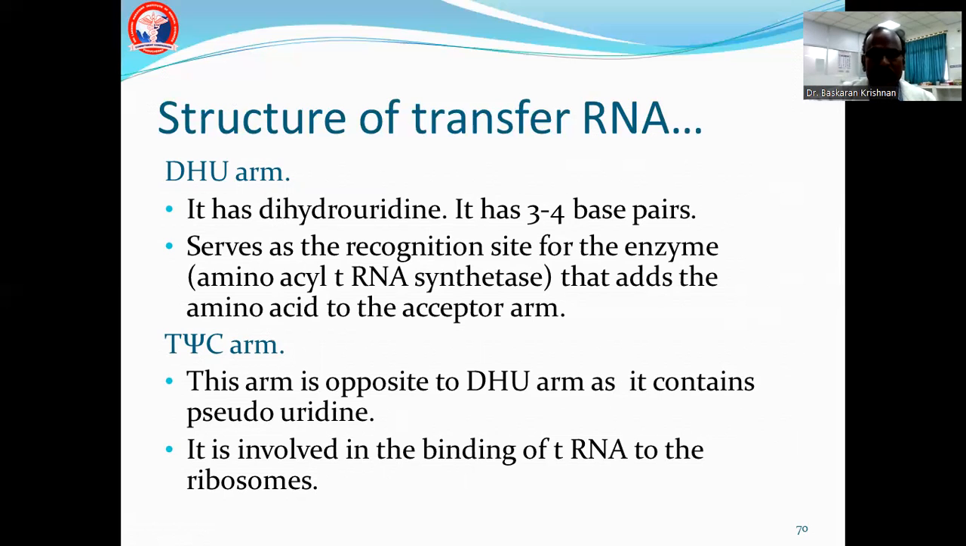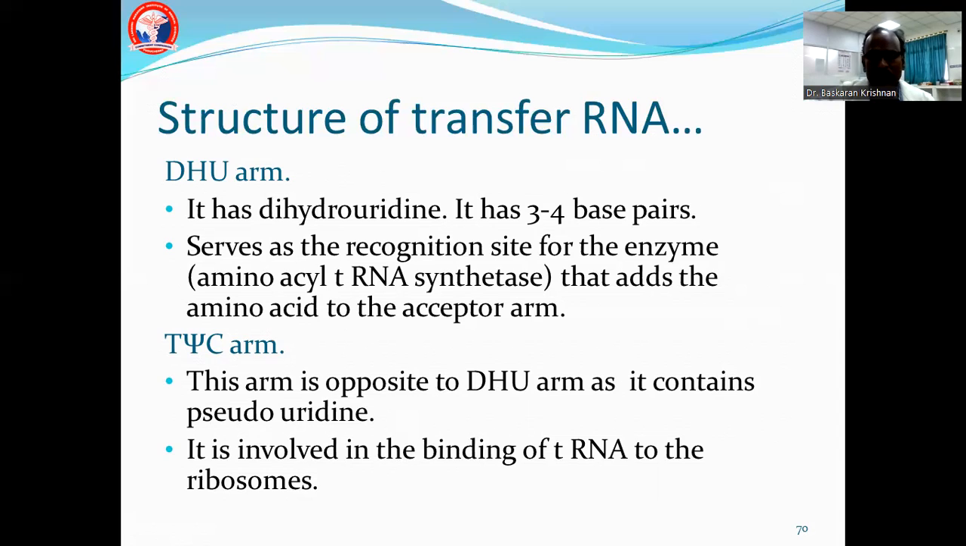While the DHU arm has dihydrouridine. It has 3 to 4 base pairs. It is involved in the regulation, maybe of the enzyme aminoacyl tRNA synthetase, that adds the amino acids to the acceptor arm.